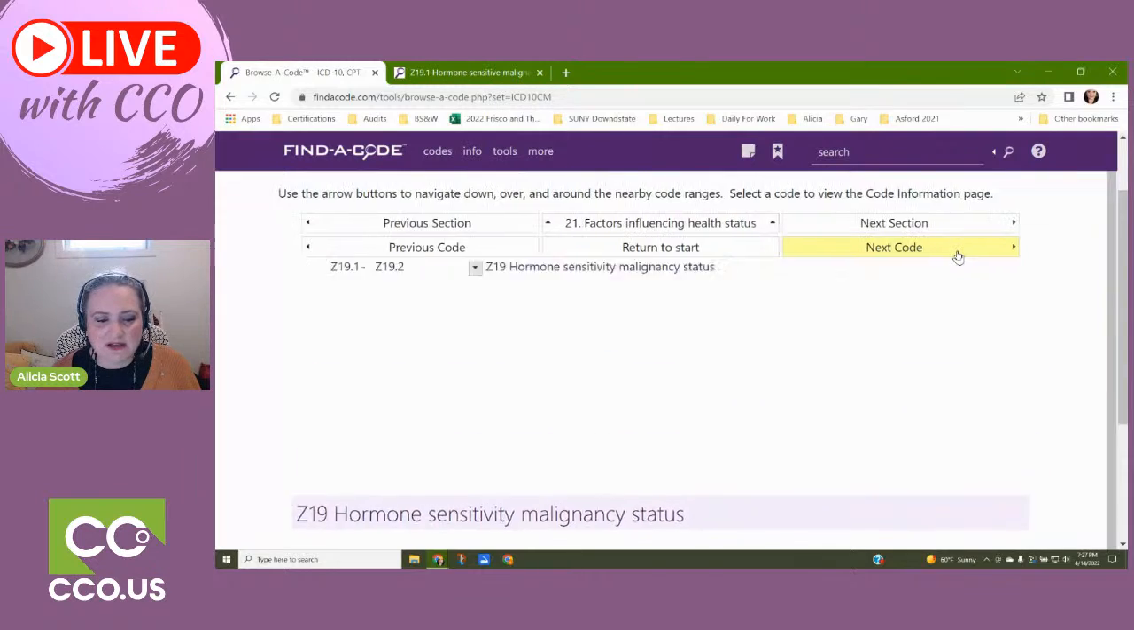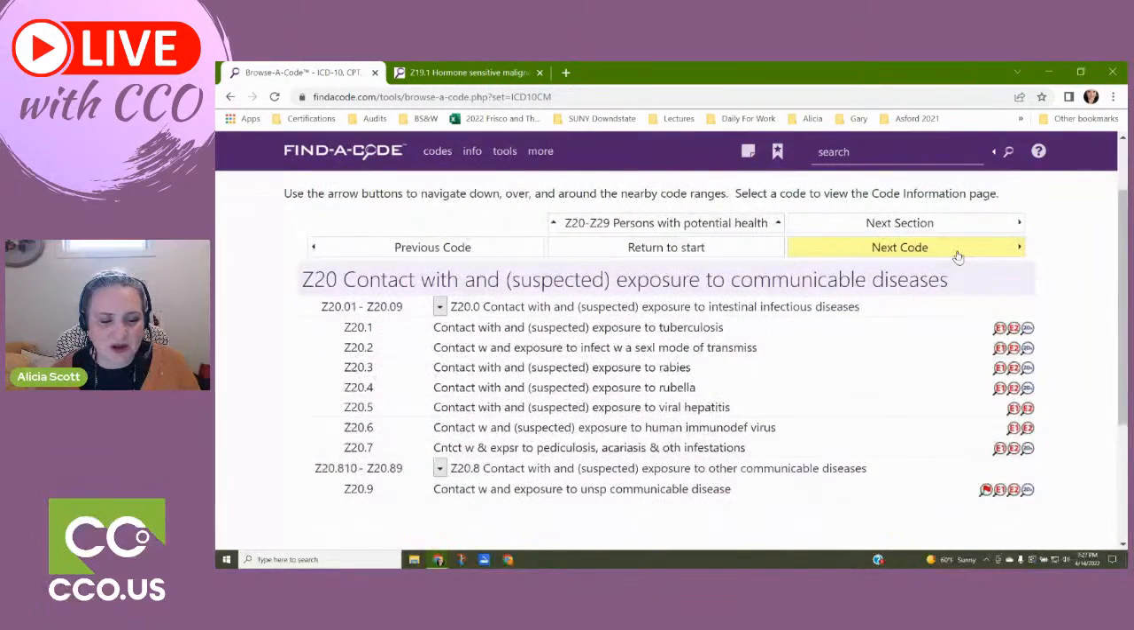All right, moving on to getting exposed to these great codes. Contact with and suspected exposure to communicable diseases. This is where you look at it and think, oh, yeah, that's a communicable disease, but you may not have realized it, or you might not be able to think of them off the top of your head. Tuberculosis is the one that I think of. We don't really have a lot of tuberculosis. I mean, it's still out there, but not like we used to have because we have so many wonderful preventative measures and you're tested for tuberculosis.